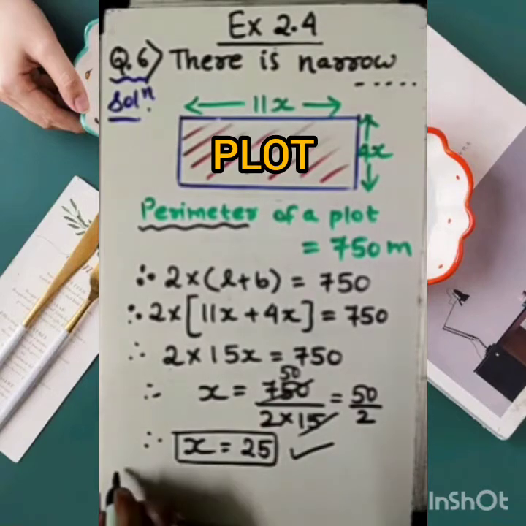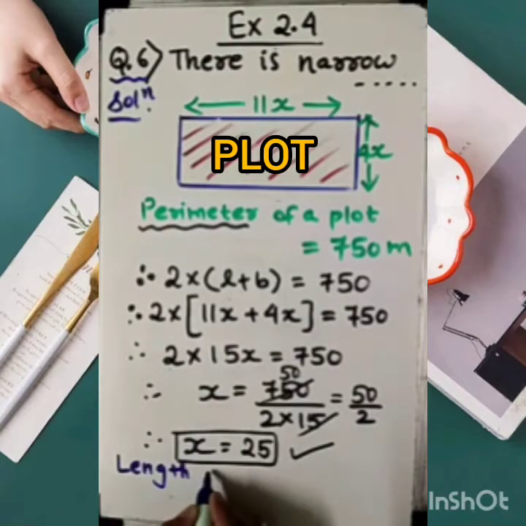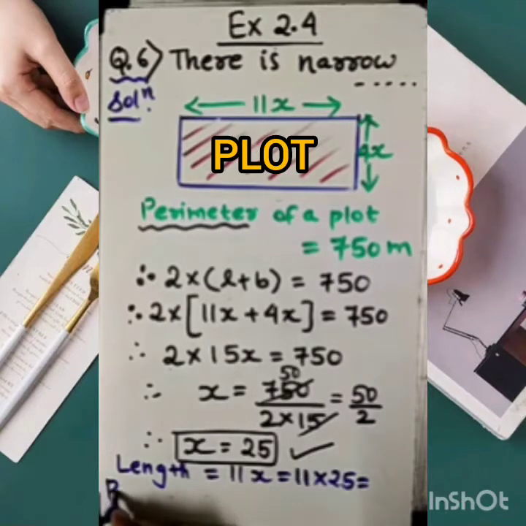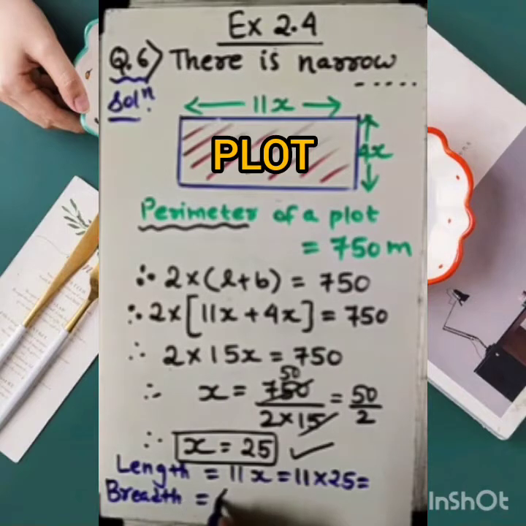As in the question, we are asked to find the dimension. Dimension indicates length. Length is 11x. So what is 11 into 25? Let's multiply it. And what about the breadth? Breadth is 4x, we know. So we need to multiply 4 into 25.